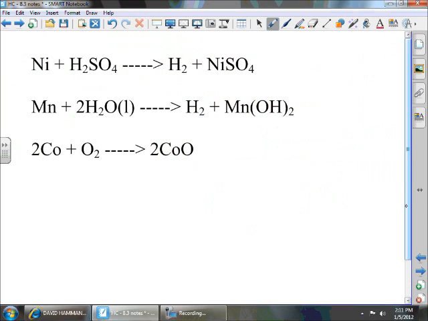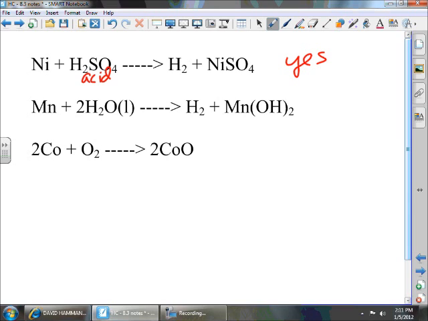Another way they could get asked is they could just straight up give you the entire reaction and just simply yes or no, does it occur? Well, H2SO4 is sulfuric acid, so you got nickel and an acid. Nickel is in that 3rd group. It does react with acids, so it's a yes.